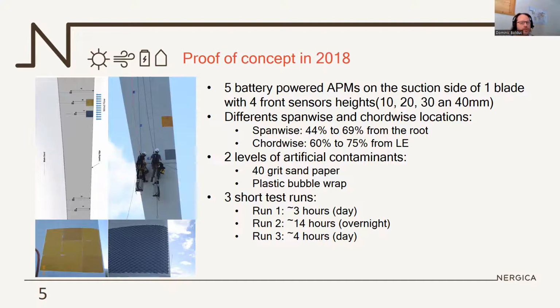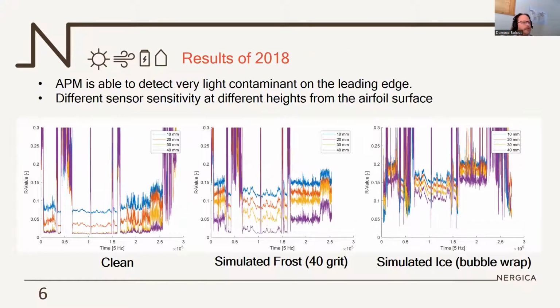We made three short test runs, one of 3 hours and one during the night, and we collected the data. One problem that we had is that the data was not synchronized with our data from the wind turbine, but by analyzing the data, we were able to synchronize it a bit.